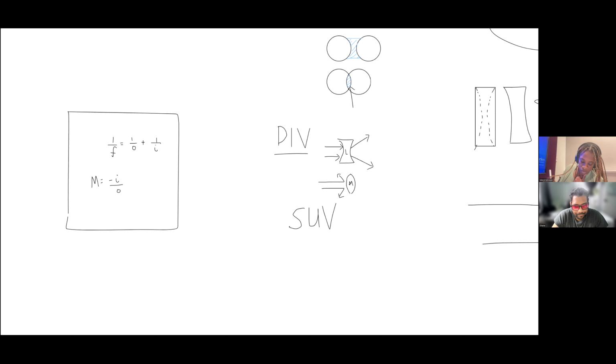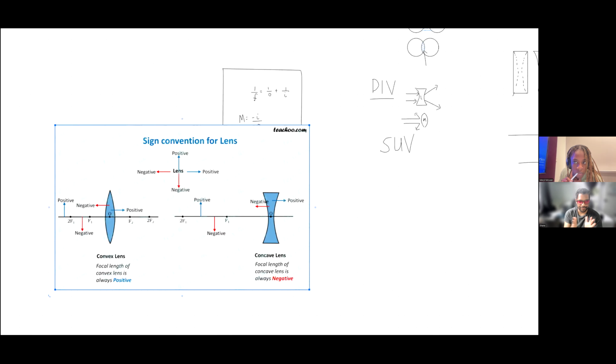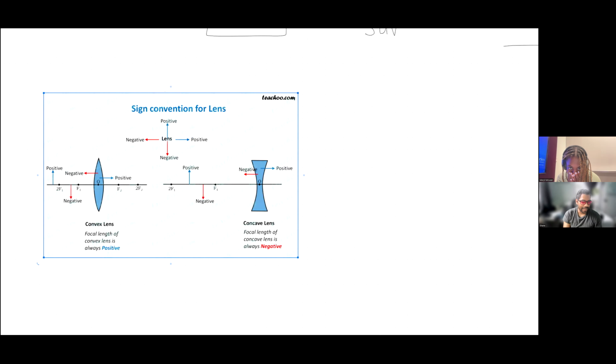So, yeah, diverging will always do SUV regardless of the object's position. And let me throw in a sign convention image here. So for lenses, if you're to the left of the lens, the sign is going to be negative. And if it's to the right, it'll be positive. And if it's up, which means upright, it's going to be positive. If it's inverted, it's negative.